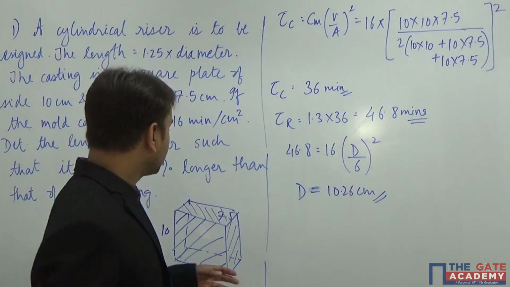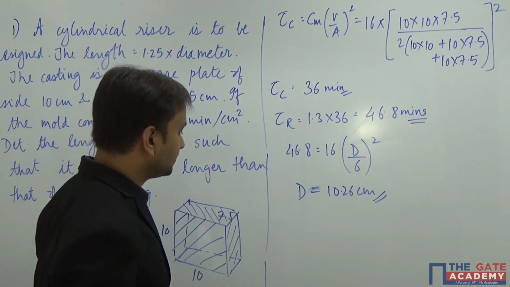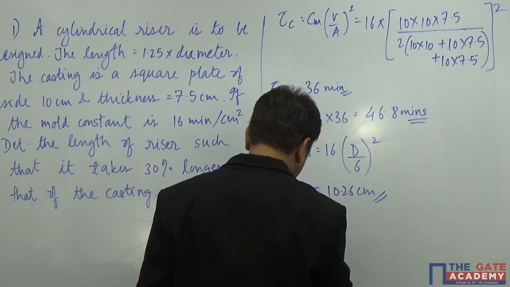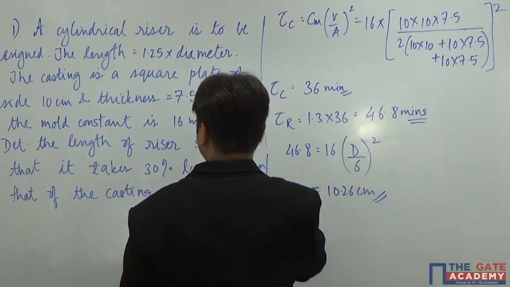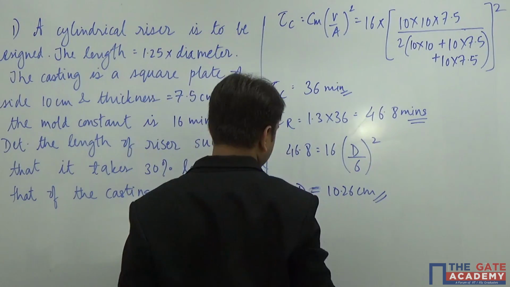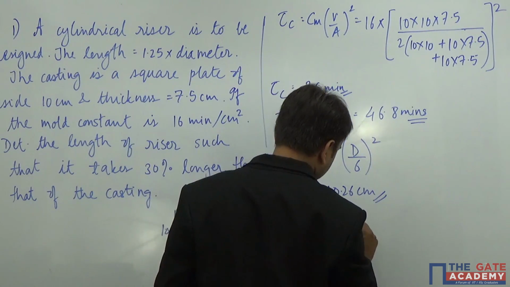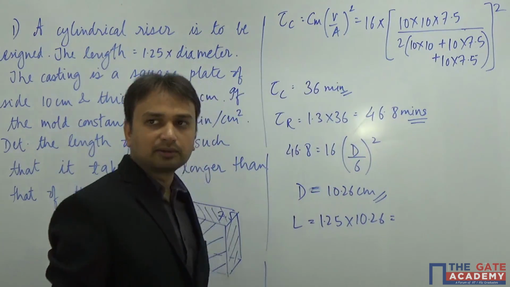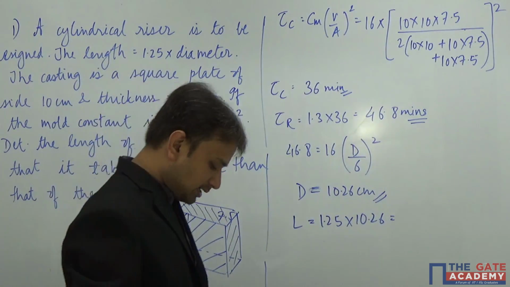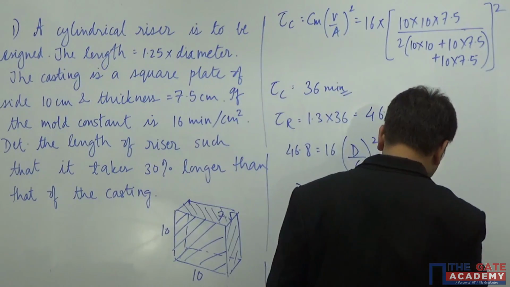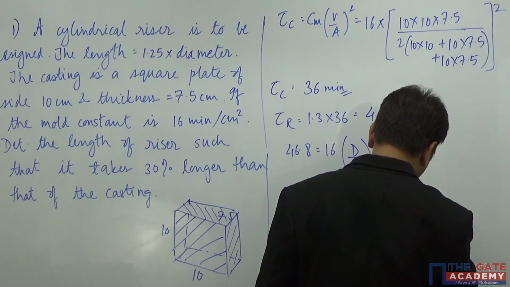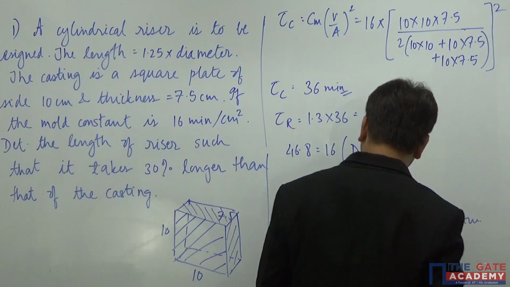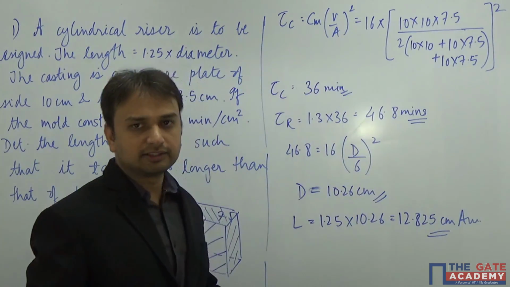But what is actually required, you have to determine the length. So what is the length or the height? Let us call it L, length. Length is 1.25 times its diameter. So 1.25 times 10.26. Again, I have a ready answer with me. You can calculate that and you will get the answer as 12.825 centimeter. So this is your answer, my friends. Okay. So in this manner, this question can be solved.